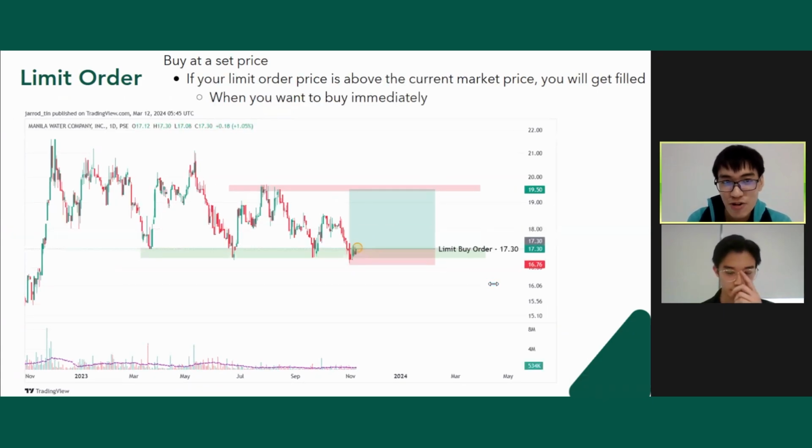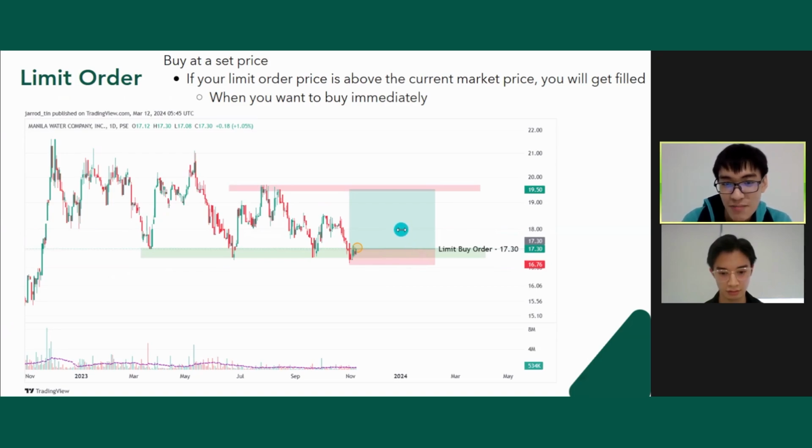So here's another example. Limit order pa rin siya, pero you want to buy now na, right? So if you're another type of trader na you don't want to anticipate the bounce, gusto mo makita na nagba-bounce na siya bago mo bilhin. So example here, it's already at support, tapos nagba-bounce na siya, then you're like, okay, I want to buy here at this price na mismo. So if the price is already at 17.3 and you want to buy at 17.3, you can set your buy limit order. Diba? At 17.30 or higher.